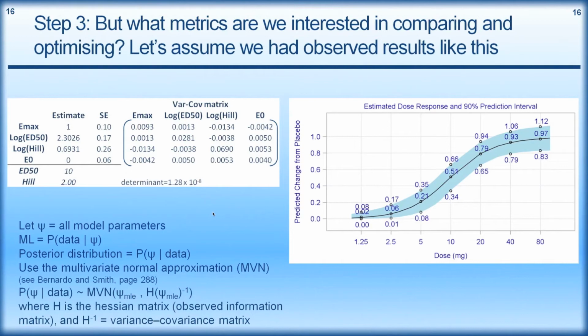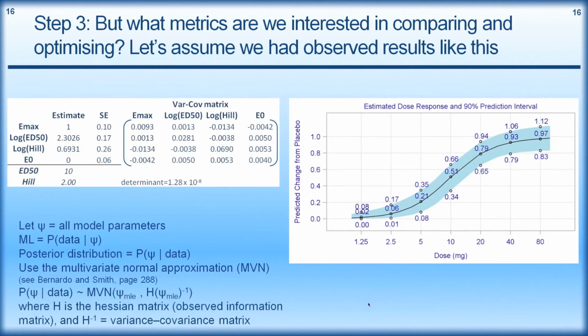What we would normally do then is to go from maximum likelihood estimation, we would move towards a posterior distribution, so the probability density function for the parameters given the data, and we often apply the multivariate normal approximation. And what we're arguing here is that the posterior distribution of the parameters given the data is essentially multivariate normal with these means and with a variance covariance matrix like this.